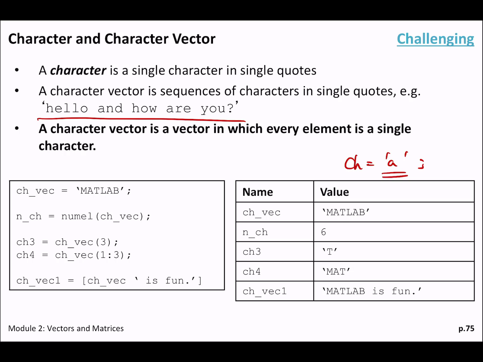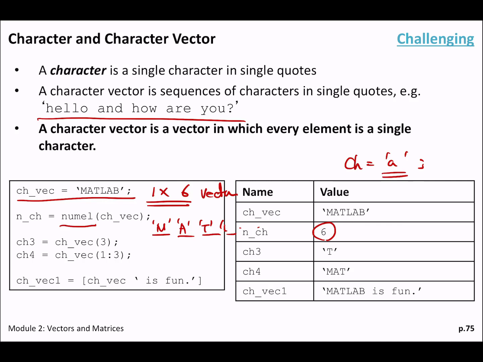Remember that a matrix stores the same type of values, right? In the previous example, we were dealing with numeric values, but in this case, we store characters into the vectors or the matrix. Here's the character vector, it's MATLAB. What is the number of characters? It's 6, right? This one is a 1 by 6 vector. Each element inside is M, A, T, L, A, B. So six characters. That's why with the size function, the number of elements is 6.